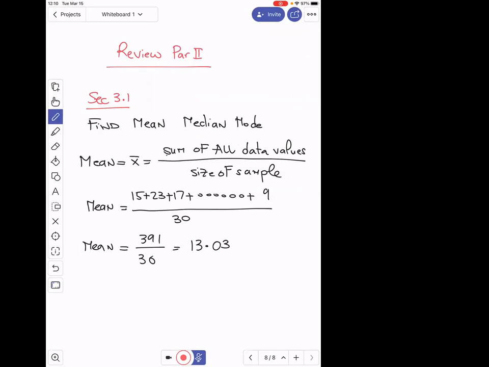All right. But anyway, the idea is, if for some reason you made a small mistake with the sum with the calculator, but you have the right formula, the sum of all your data values divided by the right size of the sample, which is 30, you can get your 4 credits just for that, even if your final answer is not exactly correct. Next, we have the median.